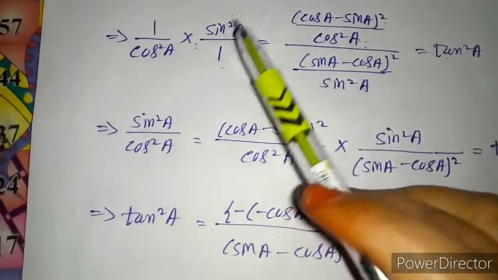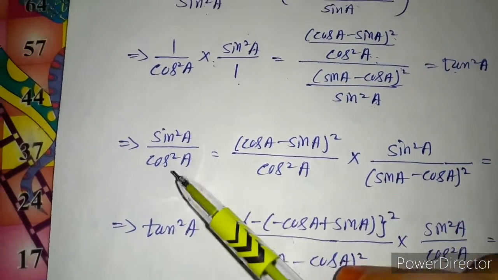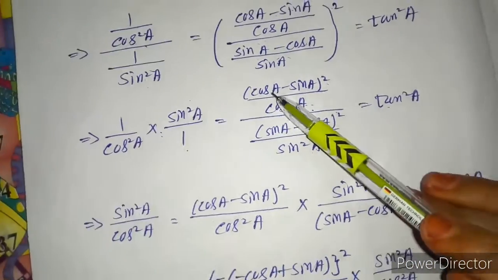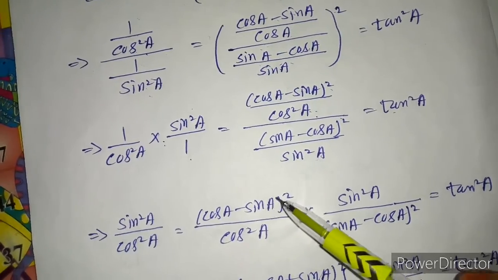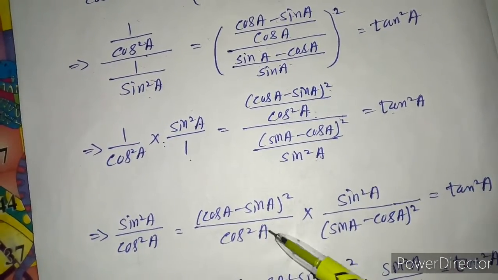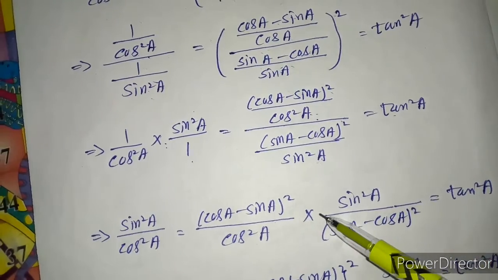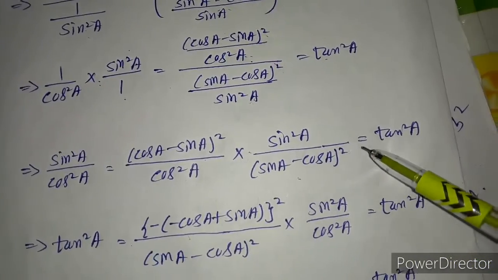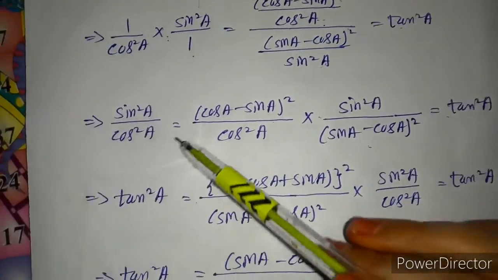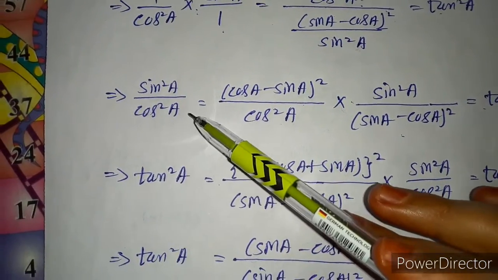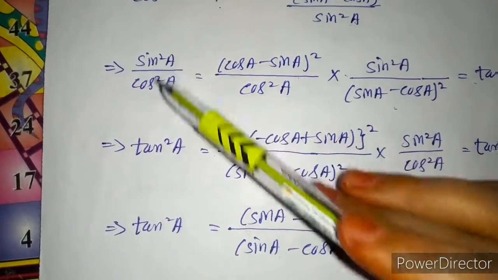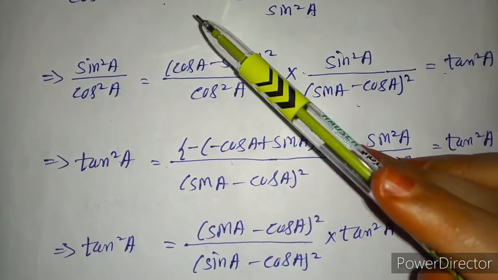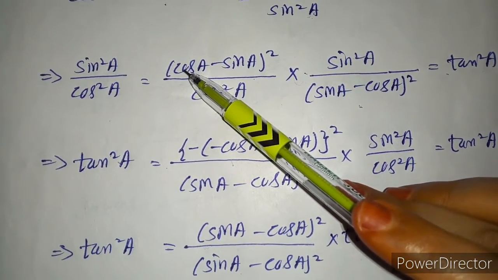Next step: 1 into sin²A divided by cos²A into 1 is cos²A. After that, cos A minus sin A whole square divided by cos²A. Again this divide is converted to into, then we take the reciprocal, so this is sin²A divided by sin A minus cos A whole square, is equal to tan²A. After that, sin by cos is equal to tan. This is a formula, so this is squared. After then you can take minus common, then positive is converted to negative and negative is converted to positive.